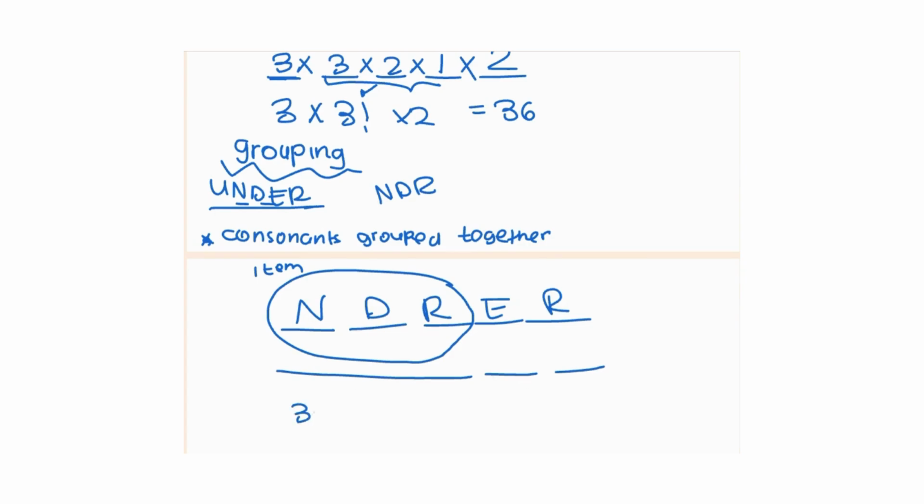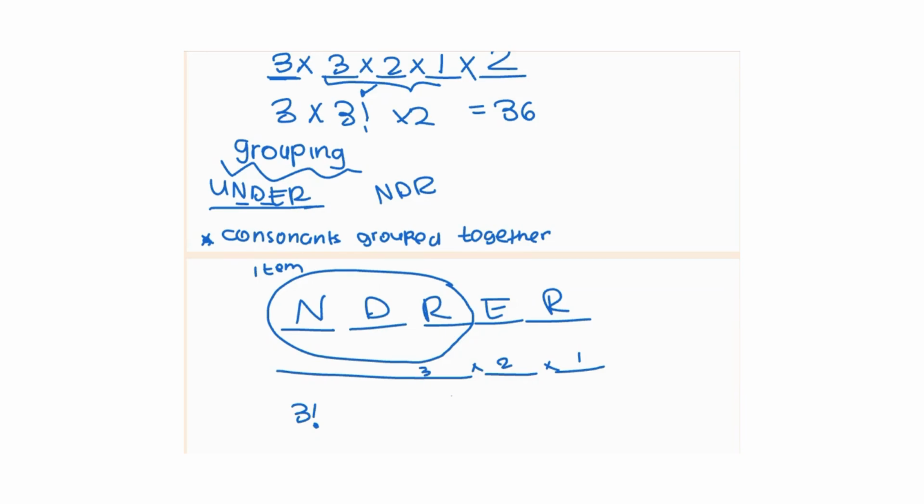That is your 3 factorial. 3 factorial says, for this part you're going to choose from 3, for that you're choosing from 2, for the last part you're choosing from 1. That's 3 factorial. Remember I said in 30 seconds I'll come back to NDR.